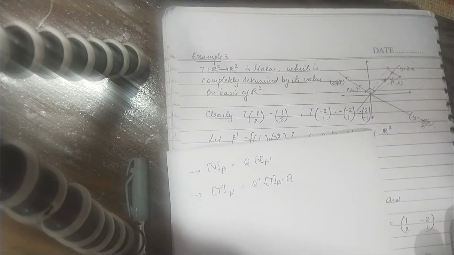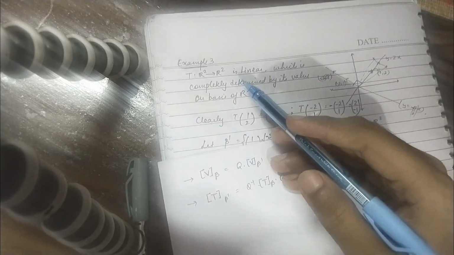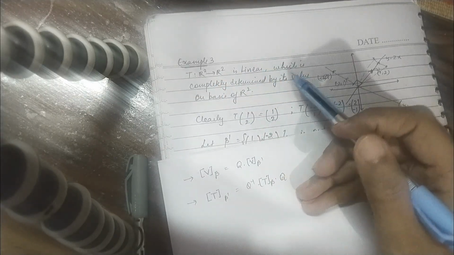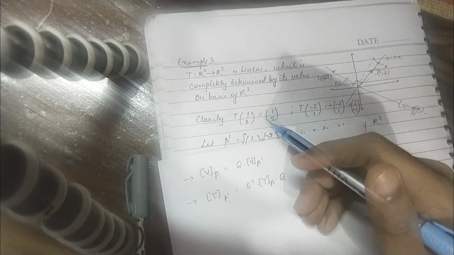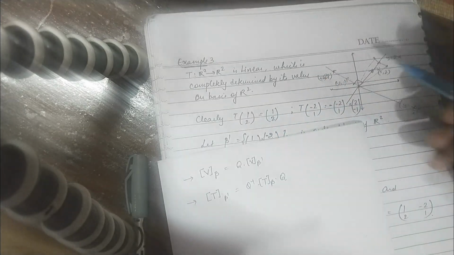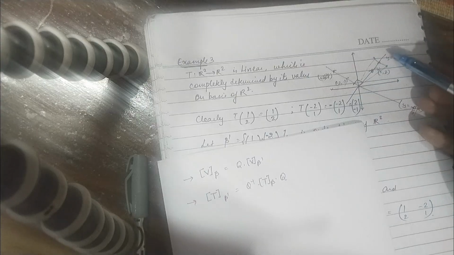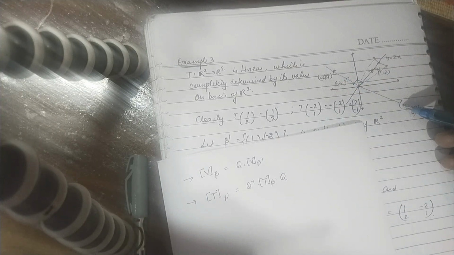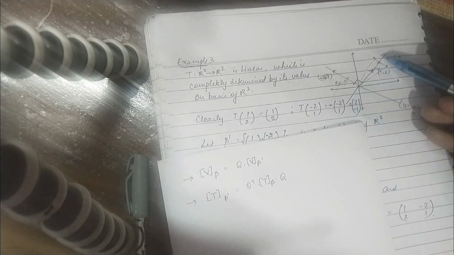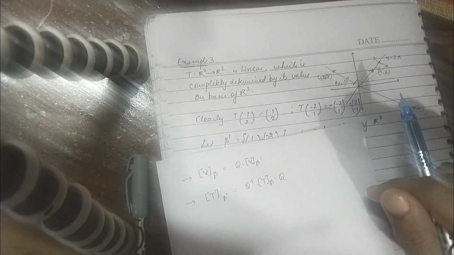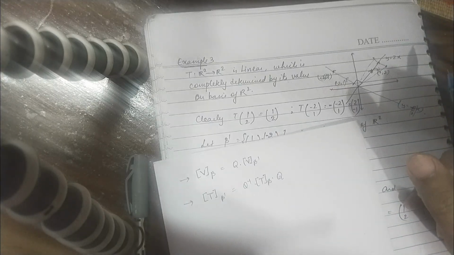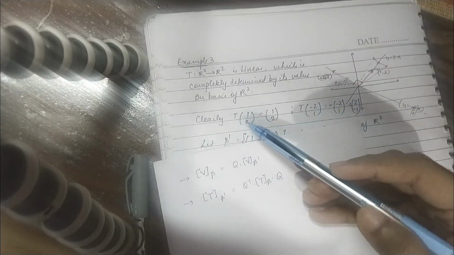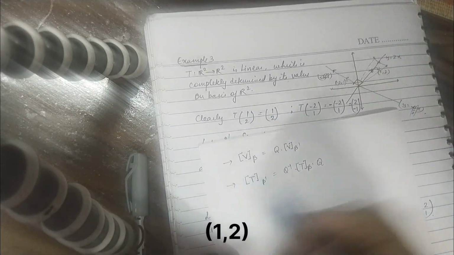Example 3 talks about a transformation T defined from the vector space R square to R square, that is a linear transformation and is completely determined by its values on a basis. It is given that it is a transformation about y equal to 2x, and this one is the perpendicular line. All points that lie on this line the transformation will map to the same point, and all points that lie on the orthogonal complement it will map to the negative, as it says here.